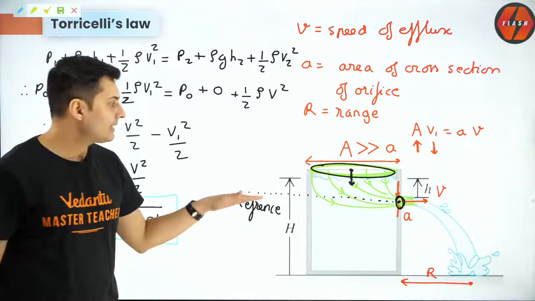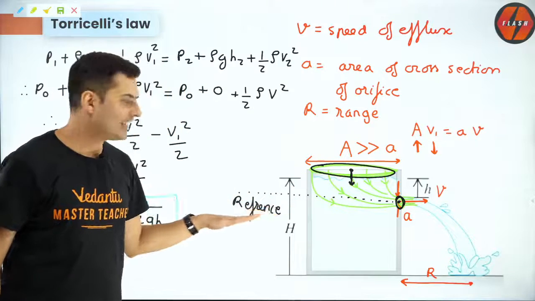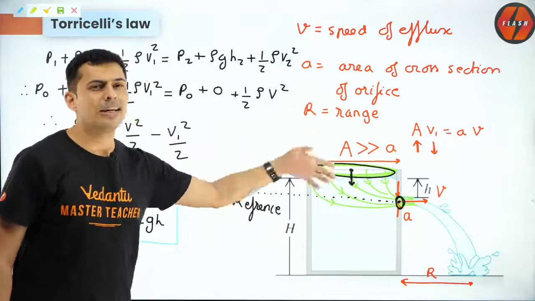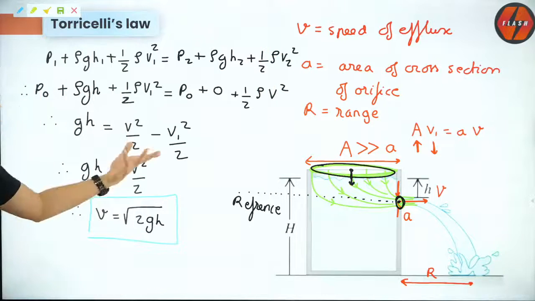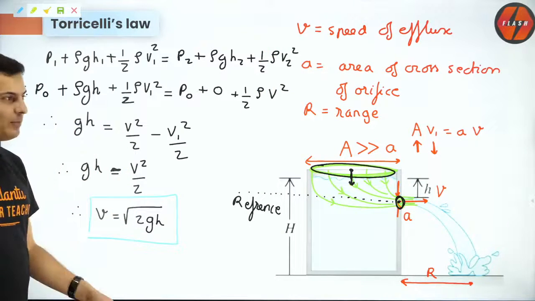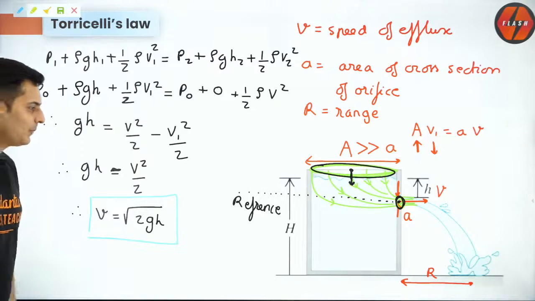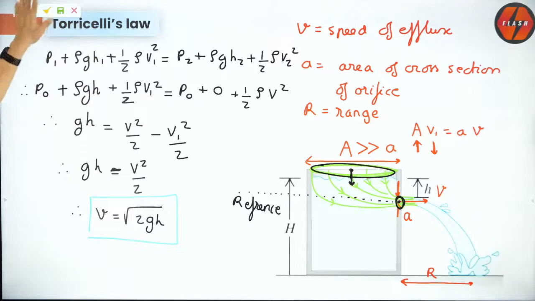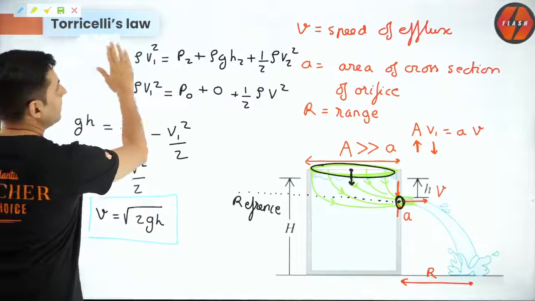Why do we take reference as this line? Because it is convenient. That's why. If you had taken another reference, you would have still got the same answer, but it would look a little bit tedious. So that's why I chose a very convenient reference line. KK, you can ping me on Instagram. I'll help you out. Okay. Noted? Alrighty. Now let's do the next part of this problem.